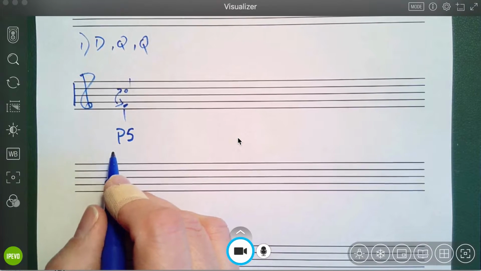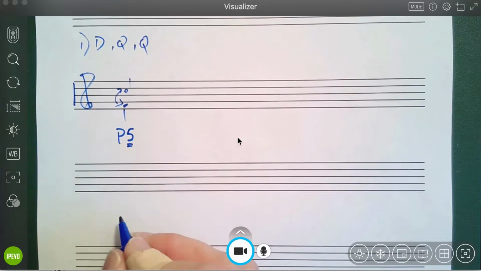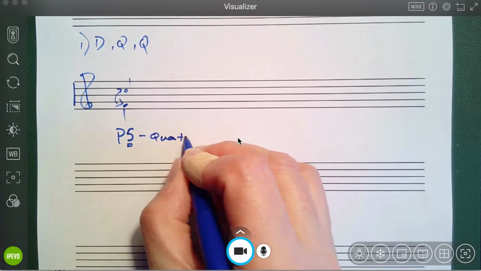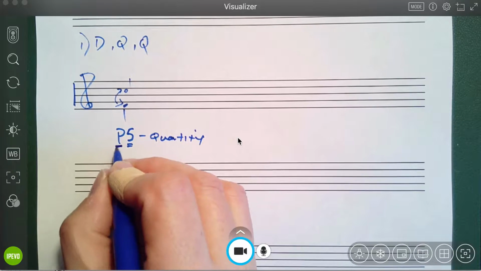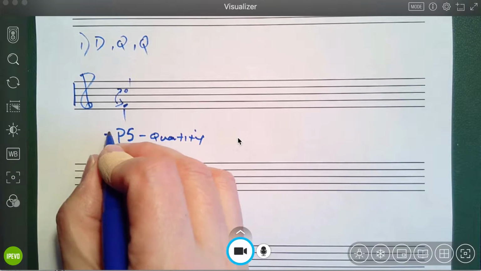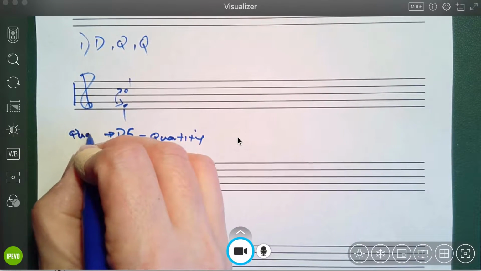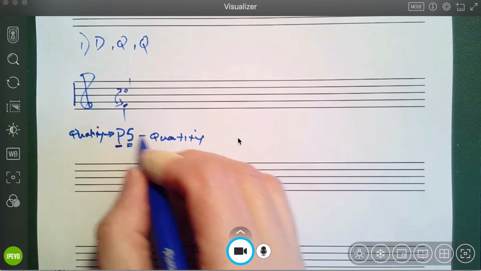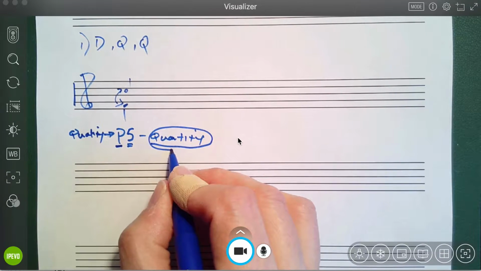There are two parts to this name. There's the number, which I call the quantity, and this here, the P, which is the quality. Every interval has both a quantity and a quality. Let's talk first about quantity.